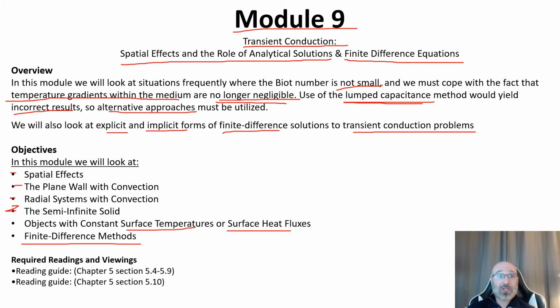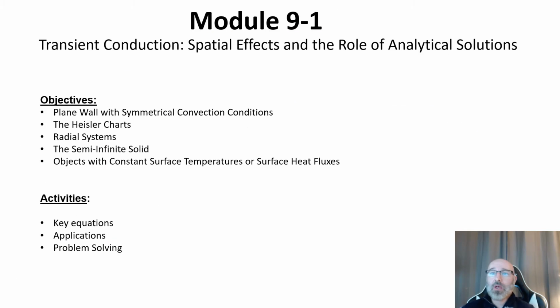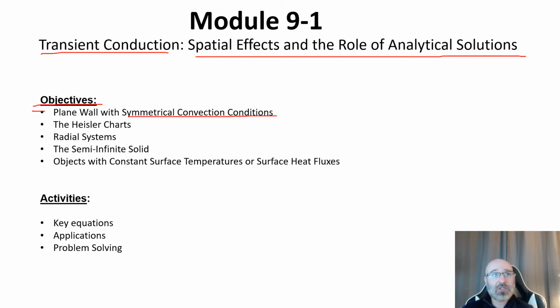As this relates back to our textbook, these are our reading guides as we wrap up chapter 5. Within Module 9, we're going to break this into 2 sections, Module 9.1 and Module 9.2. For Module 9.1, we're taking a look at transient conduction, dealing with our spatial effects and the role of analytical solutions, in particular looking at some alternative approaches. Some of the objectives are our plane wall with symmetric convection conditions, Heisler charts, some radial systems, semi-infinite solids approaches, and objects with constant surface temperatures or surface heat fluxes. We'll go through the governing theories, take a look at some key equations, talk about some practical applications, and then go through some problem solving together.